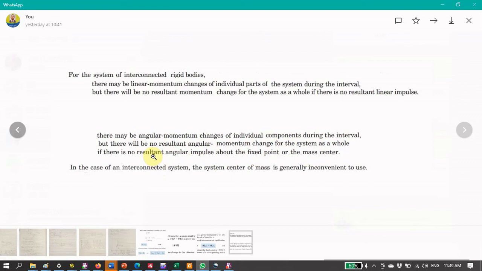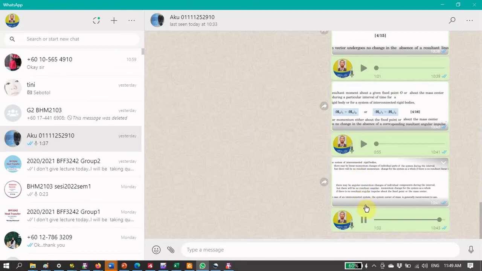In solving the problems, the center of mass for the system is generally not convenient to use. So these are the tips by Professor Merriam when we are solving interconnected bodies.